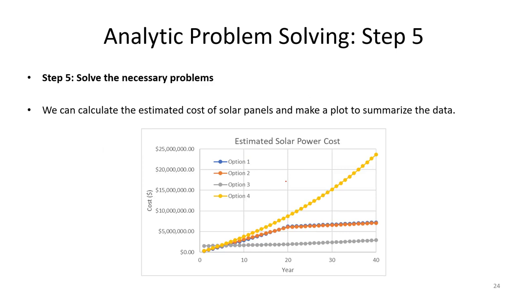So next, in the second to last step, we solve the problem. In one of our lab activities, we may perform a calculation similar to this. Notice that you can actually perform the calculation and estimate how much cost there will be over 40 years for each solar panel option. And then based on this calculation, you could decide which option to choose. And here it appears that option 3 is the lowest cost over 40 years.